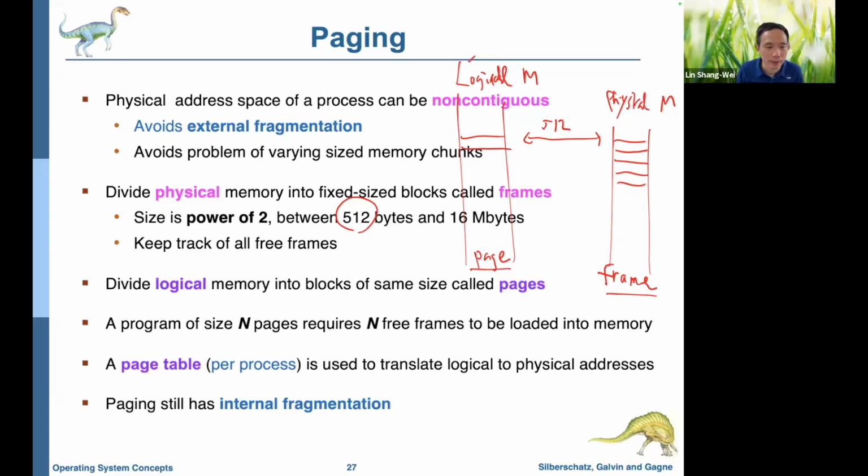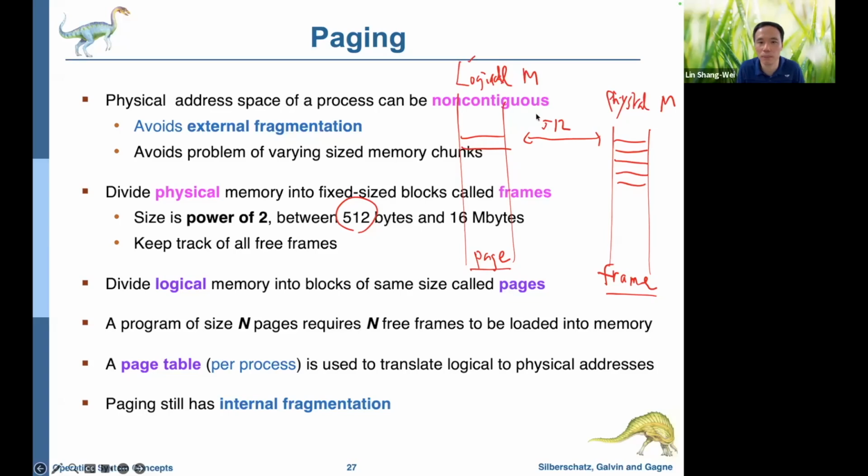Here I need to highlight that if we are using paging, we can avoid external fragmentation because the memory is divided into fixed size pages. So you no longer have external fragmentation, but you still have internal fragmentation. Why? Because the size of your process may not be a multiple of the page size.